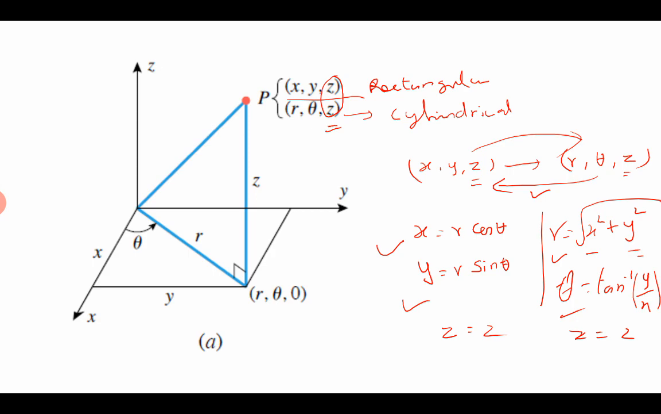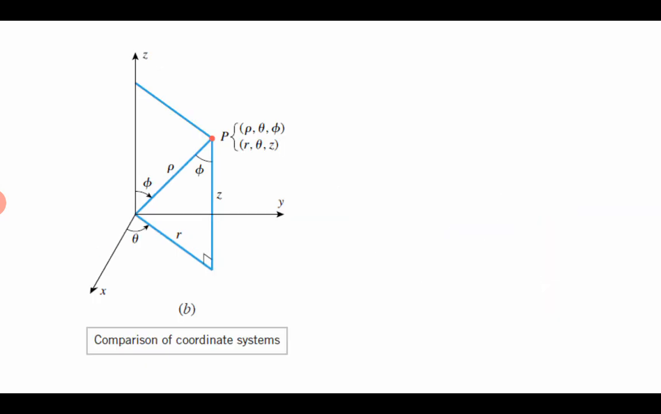Let's see the other version. Let's go back to the next graph. Okay, this one. Here the point P has been represented in two different coordinate systems. First one is the spherical coordinate system, second one is cylindrical.